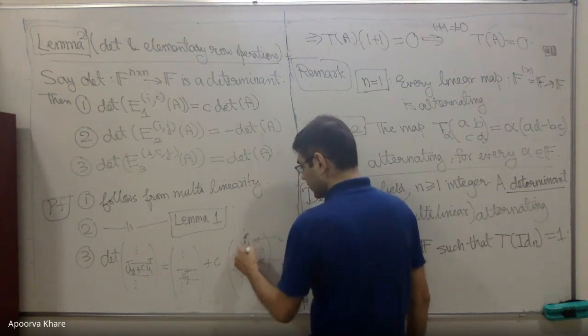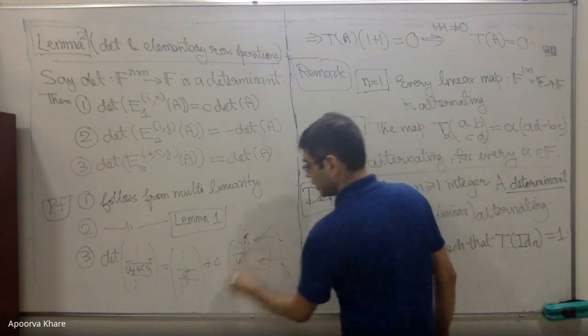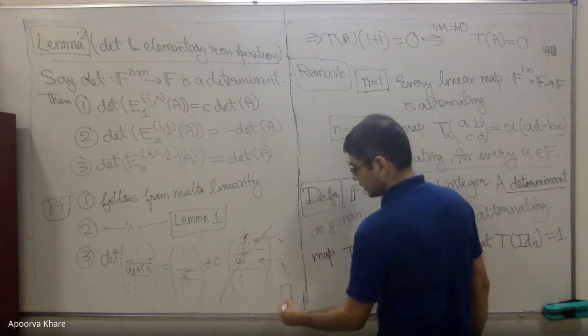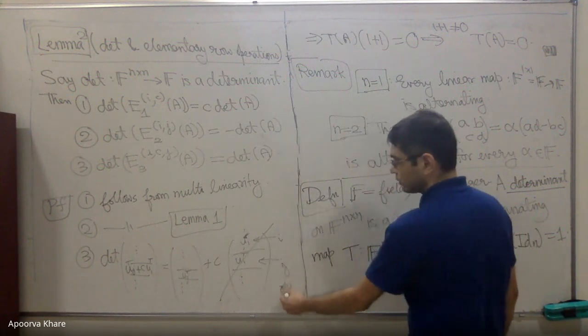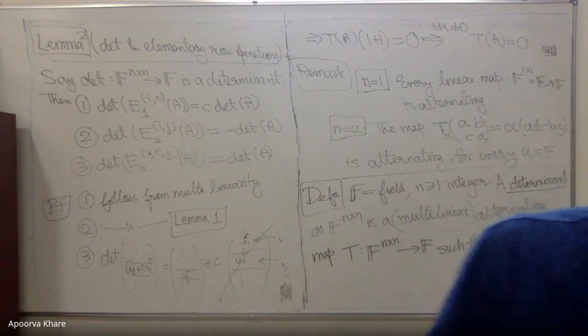So you have two different rows with the same vector in them, that's why this is 0. So it's just back to the original matrix, the determinant of the original matrix. In this, there's really nothing to prove. This is obvious. The corollary we derive from this is going to be interesting.